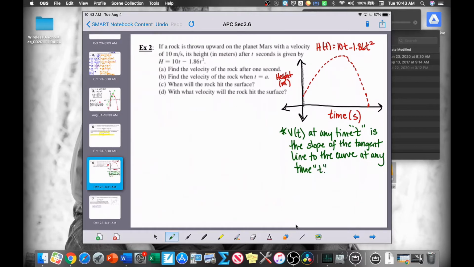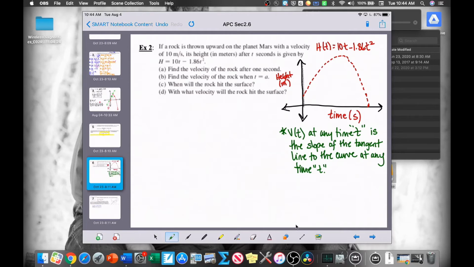Okay. So if we look at what they are asking us to do in this problem, they want us to find the velocity of the rock after 1 second. So that is when t equals 1. Part B, they want us to find the velocity of the rock when t equals a, so after a seconds. That's where they want us to find that generic equation for velocity. So part A and part B, what they're really asking us to do is use those two different equations for the slope of the tangent line or for the instantaneous velocity that we learned earlier in this section. One of them is when you know your point, and the other one is when you don't know your point.